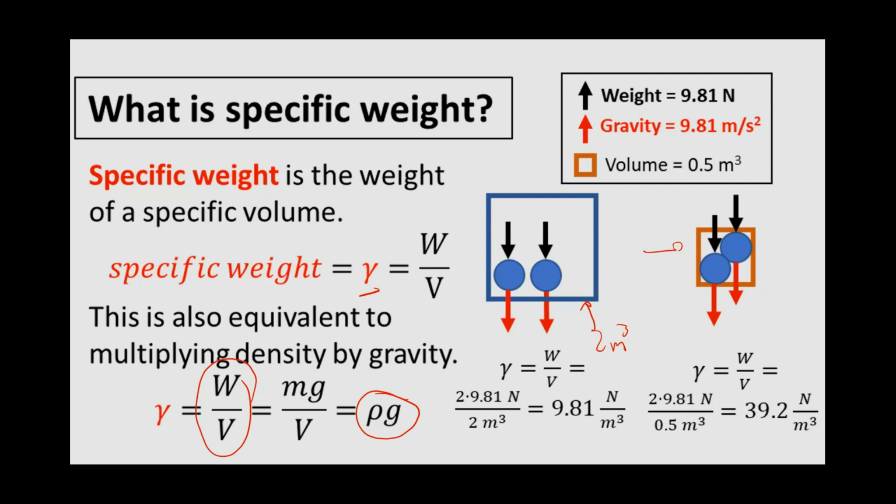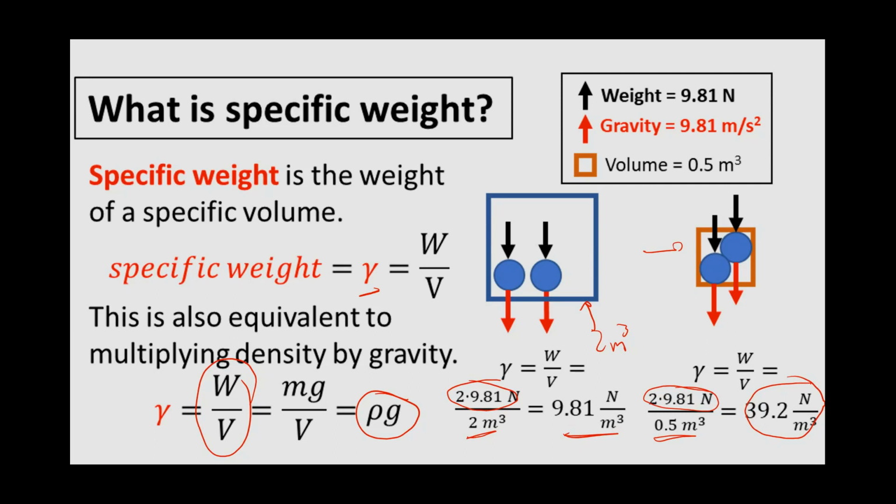So if we do our calculations, what we get is weight over volume. So we have to add all the weights together, so that's 2 times 9.81 newtons in both cases. And then we divide by the volume. One is much bigger, that is much smaller. And you can see that my specific weight right here is much higher than the specific weight in the other case. And that's all because it is more dense.